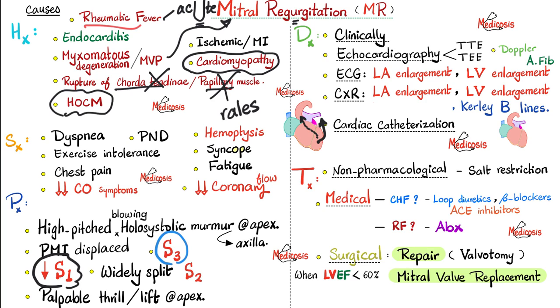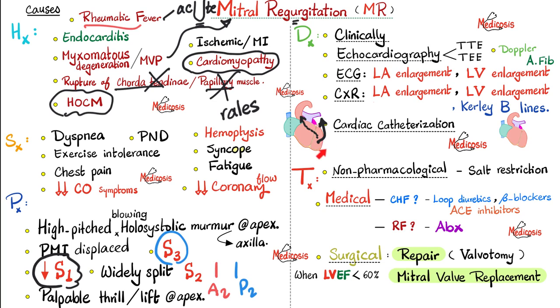Next, remember that we have S1 and S2, and the S2 is split into two. There is A2 followed by P2. This is normal. But in mitral regurgitation, we have a widely split S2, so the duration between A2 and P2 is prolonged. Why? Due to decreased left ventricular ejection time, so the A2 happens earlier than it should.